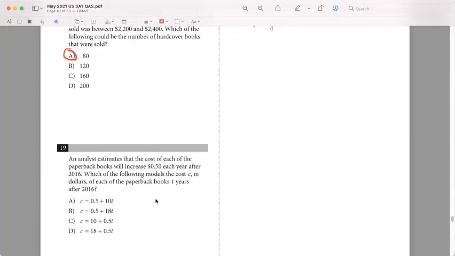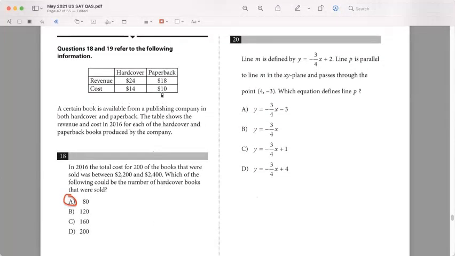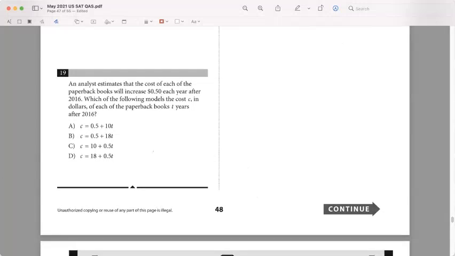Question 19. An analyst estimates that the cost of each of the paperback books will increase by $0.5 each year after 2016. Which of the following models the cost in dollars of each of the paperback books T years after 2016? So in 2016, it is 10, right? So it is 10 and it increases by 0.5 each year. So it will be 10 plus 0.5T, where T is the number of years. So that's option C.